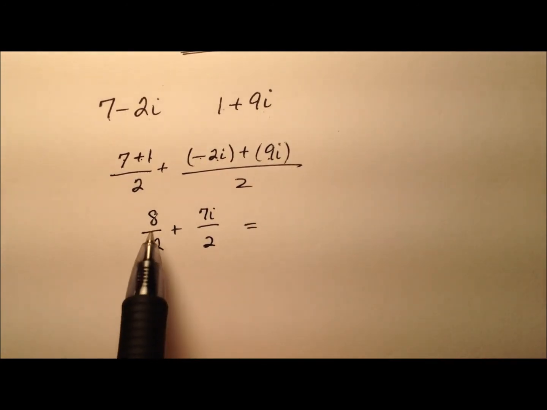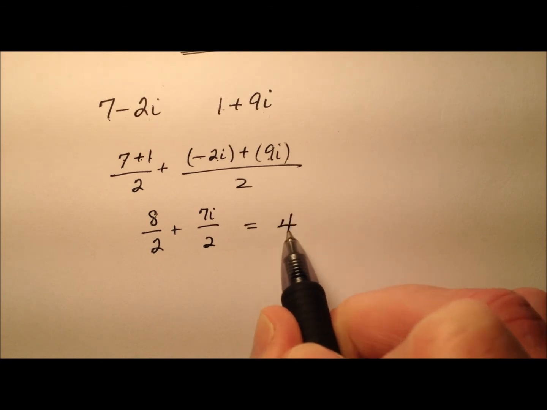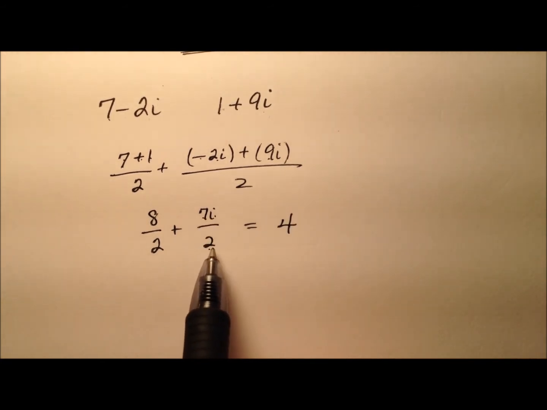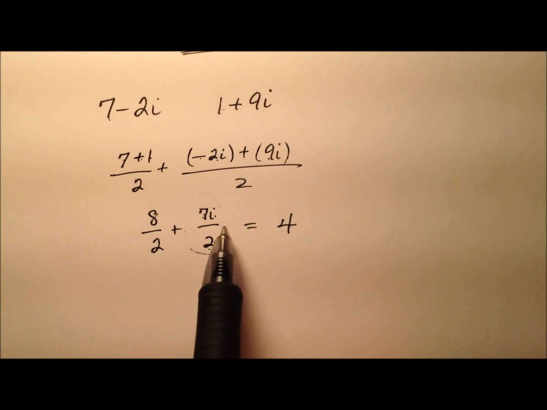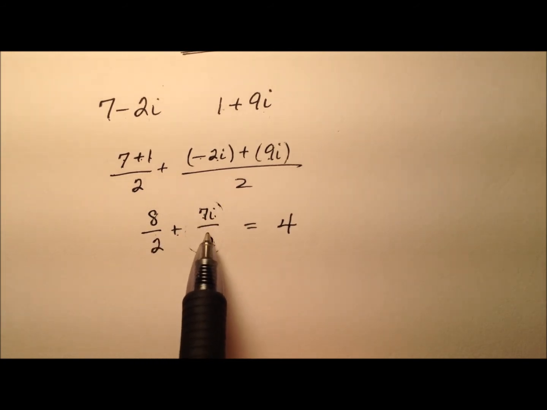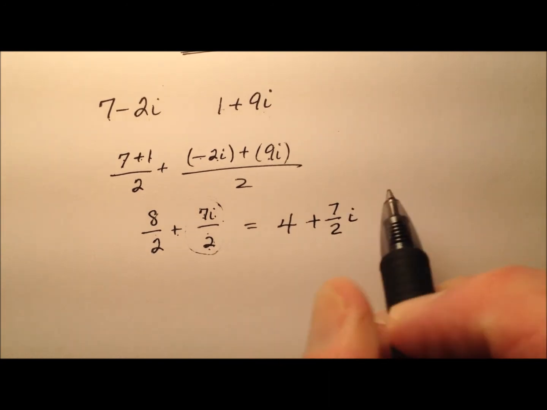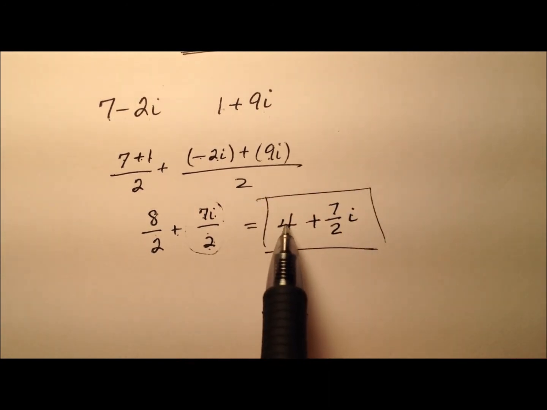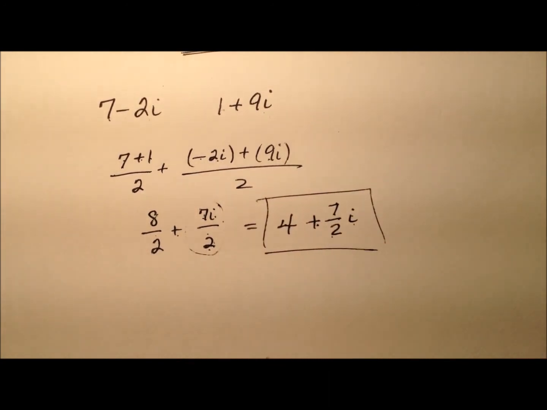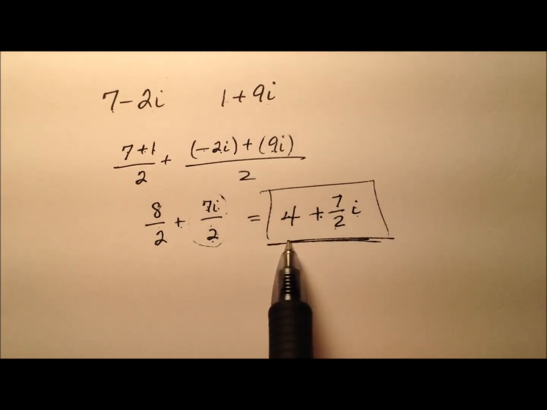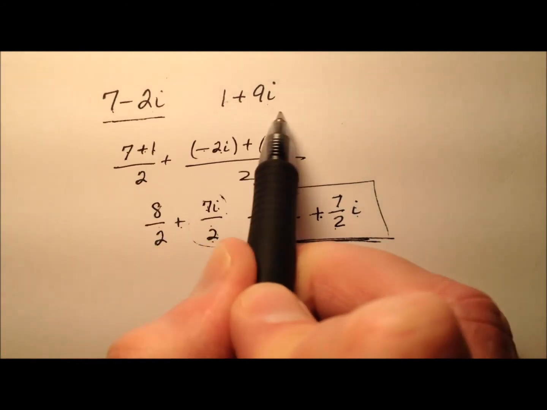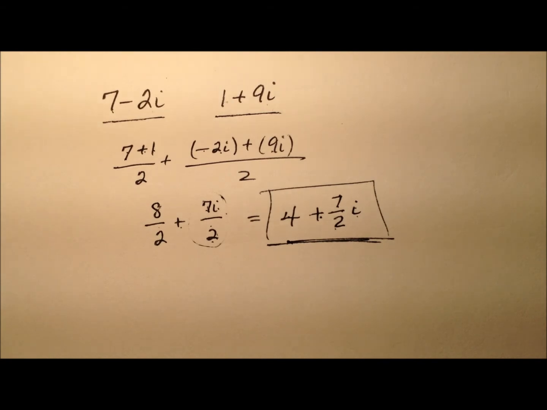And that can simplify nicely. 8 divided by 2 is 4. And 7i over 2, well, 7's odd and 2 is even, so 7 and 2 don't have any common factors that can divide out. But we do need to still write this in a plus bi form, so we're going to keep it 7 halves, and the i comes afterwards. So a plus bi.